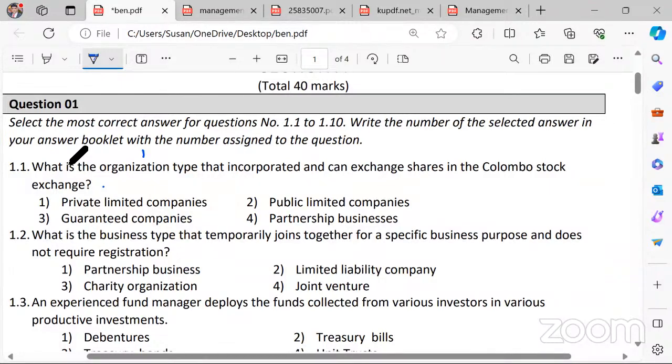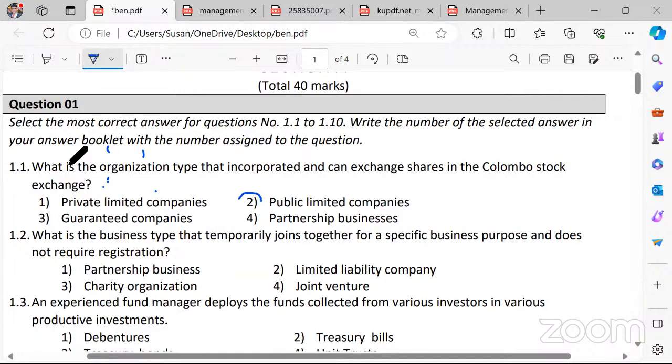Okay, I think you have marked that. Normally, private limited companies mean, according to the Companies Act, we can incorporate a company with a minimum number of participants, and a minimum number of directors, that is only one director. But these companies can't sell their shares in the Colombo Stock Exchange.